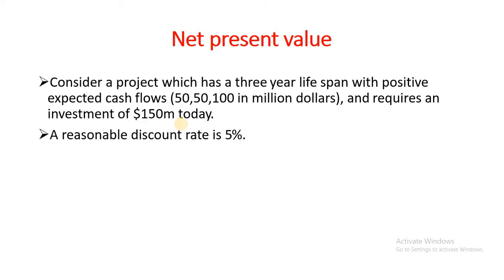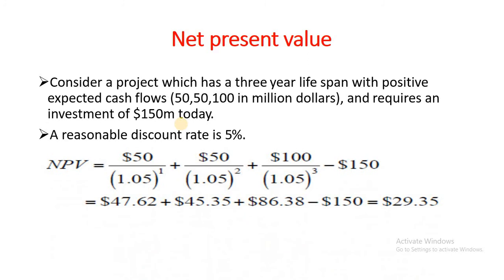So the reasonable discount rate of this project is 5%. Based on this information, the NPV of this project is $29.35 million. So the year 1 cash flow of this project is 50 million divided by 1.05.